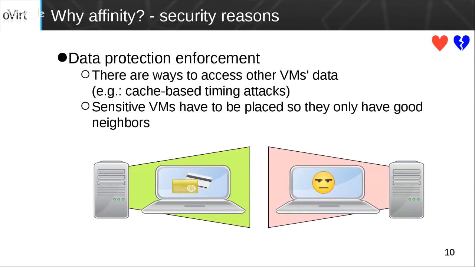Security reasons. So think about a case where we have VMs with sensitive data. Let's say they are handling credit card numbers or some other secure data that we need to protect. But this is one example. In some real-life situations, these VMs can be accessed from other VMs. And by this availability or access, we can compromise the sensitive VM's data. One example of this kind of attack is called a cache-based timing attack. So here, with negative affinity between sensitive VMs and other VMs, we can prevent such attacks.